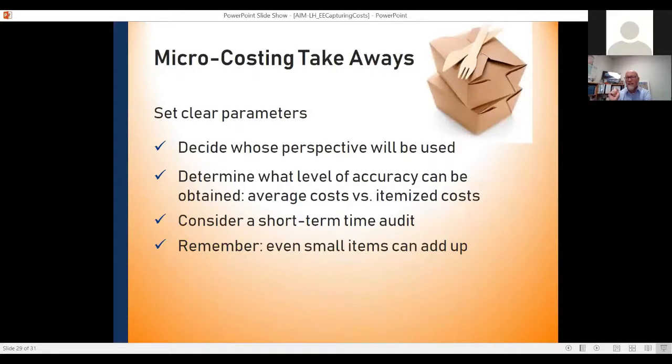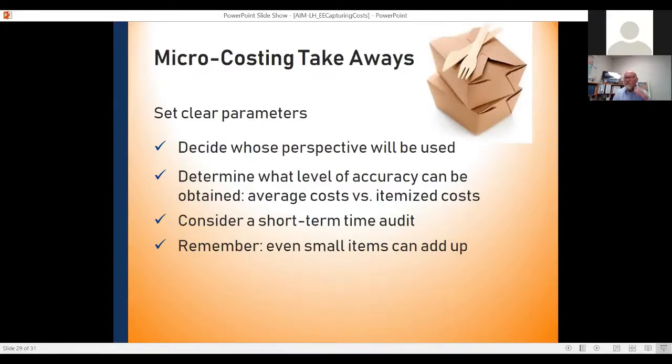Main takeaways are: set clear parameters, decide whose perspective, because that will decide whose costs we need to include, as well as whose costs will be averted down the line. Determine the level of accuracy. Is it good enough to come up with an estimate of what salaries we use, or roughly what our costs are in terms of supplies, or do we need to go through the detail of itemizing it by individual and by each piece of equipment?